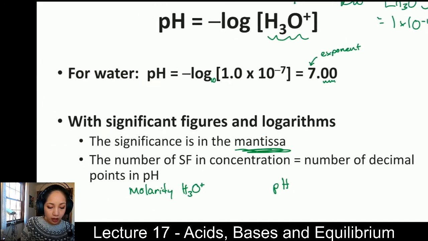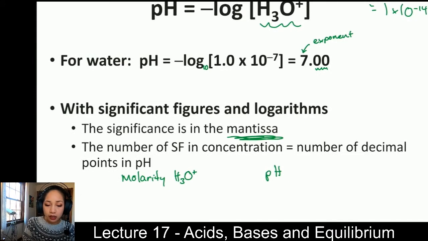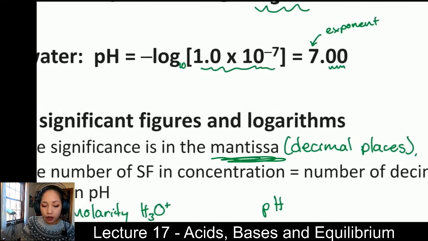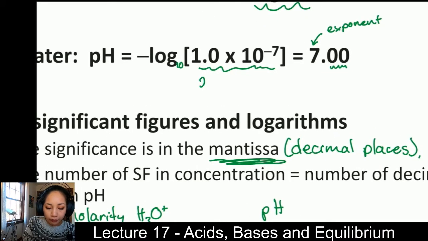So what do I have here? Significant figures in logarithms. The significance is only in the mantissa, or essentially the decimal places. The number of significant figures in the concentration value that you put into our pH equation becomes the number of decimal places in your pH value. You see here in our example, we have 2 significant figures in our molarity. So in our answer, we need to have 2 decimal places.